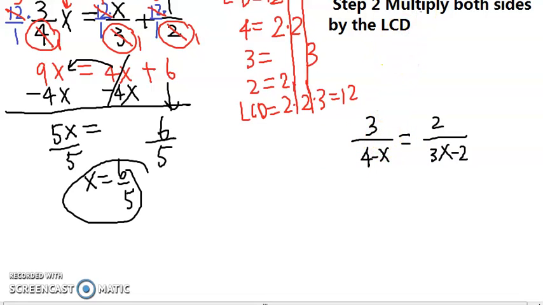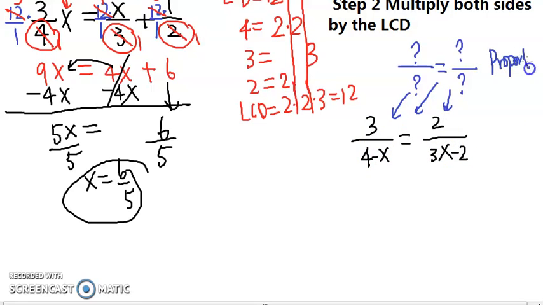So let's recall what a proportion looks like. A proportion looks like this: something over something equals something over something. So the left side has to be a single fraction and right side is also a single fraction. And this is exactly what we have right here. Something over something equals something over something. So this is called a proportion. And the proportion has a very good property. The cross products are always equal. So the property says cross products are equal.